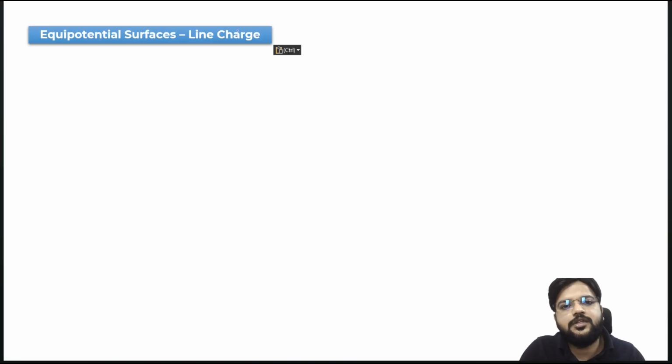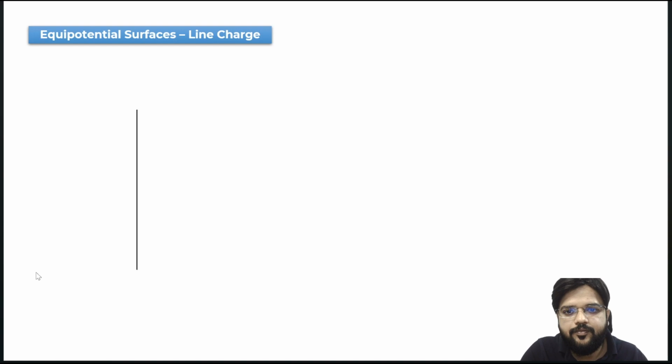Now we want the equipotential surface for the line charge. So let's see what type of equipotential surface we will get for the line charge, everyone. Let's suppose this is the line charge, and positive charge is present on this line or on this wire. We want the equipotential surface here, correct?